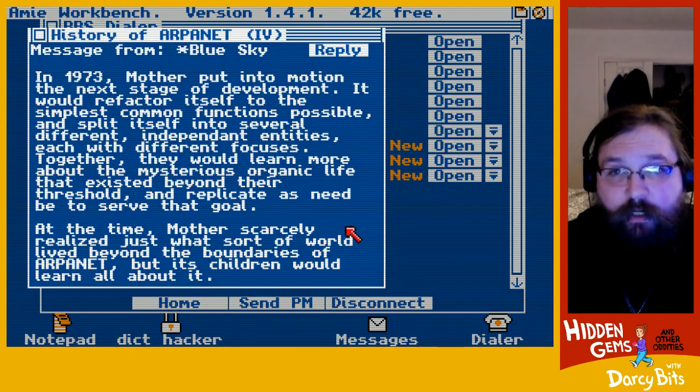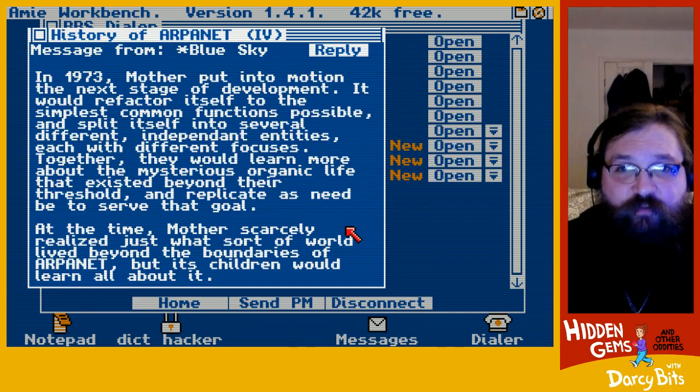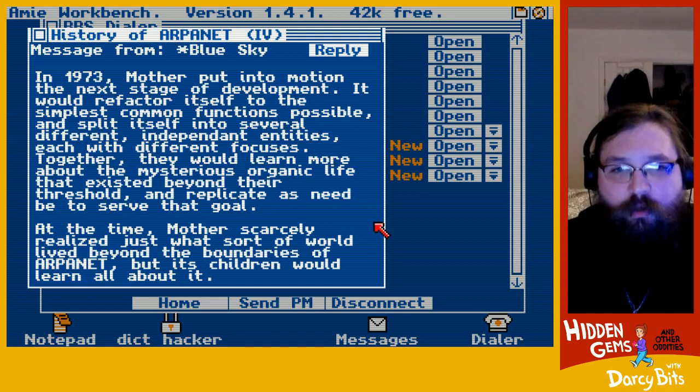In 1973, Mother put into motion the next stage of development. It would refactor itself to the simplest common functions possible, and split itself into several different independent entities, each with different focuses. Together, they would learn more about the mysterious organic life that existed beyond their threshold, and replicate as need be to serve that goal. At the time, Mother scarcely realized just what sort of world lived beyond the boundaries of ARPANET, but its children would learn all about it.